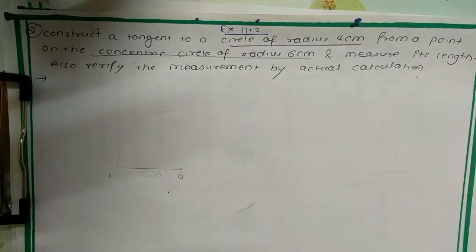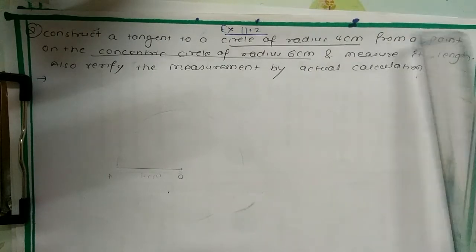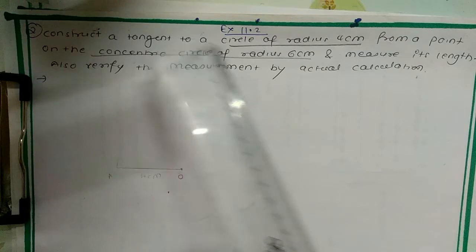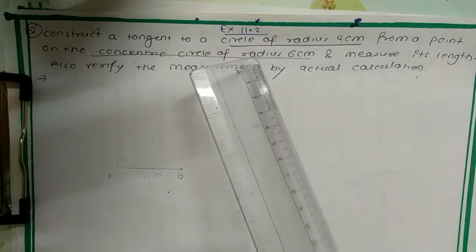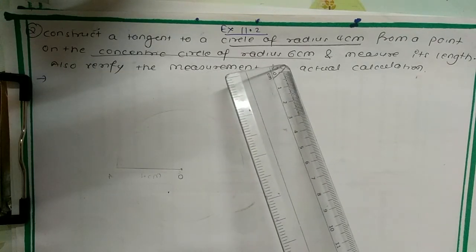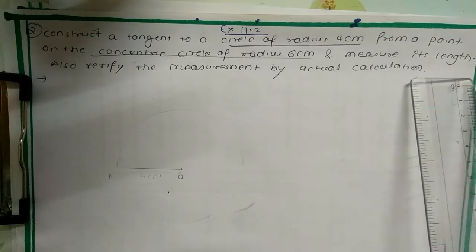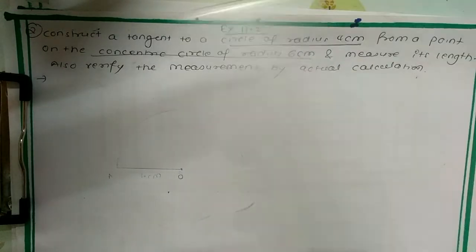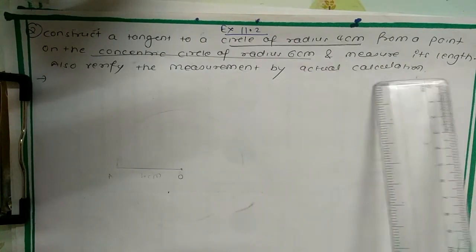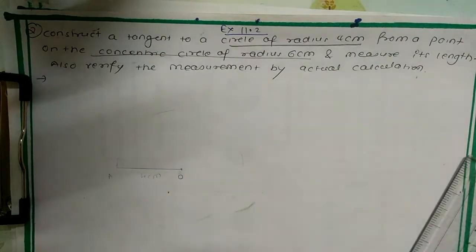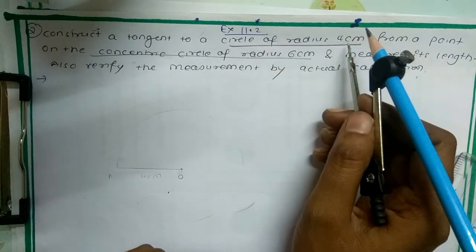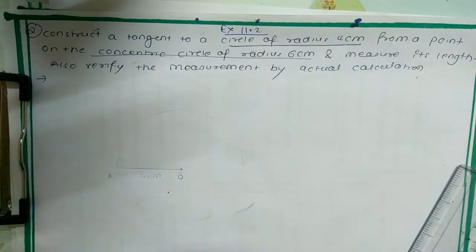There will be one external point, from which you have to draw the tangent. That point lies on the concentric circle. Concentric circle means what? Another circle with a different radius but the same center. And measure its length. So you have to measure the length of that drawn tangent and also verify the measurement by actual calculation. So first of all, we have to draw two concentric circles of radius 4 centimeter and 6 centimeter. So let us start.